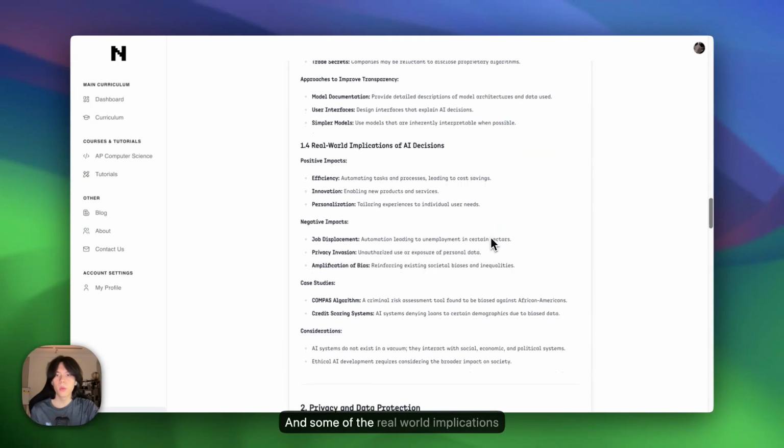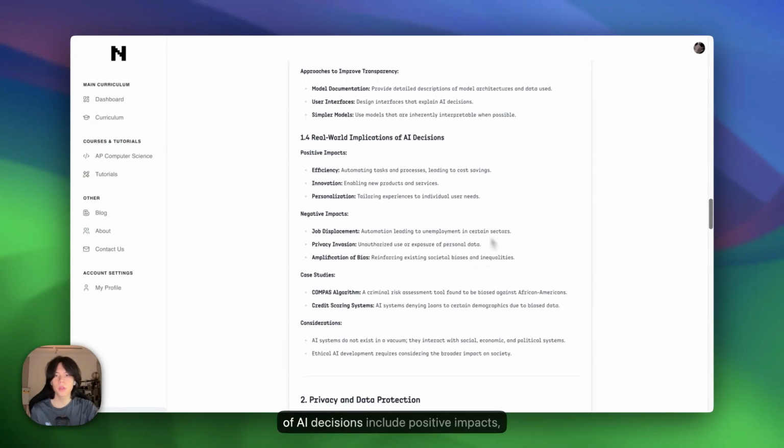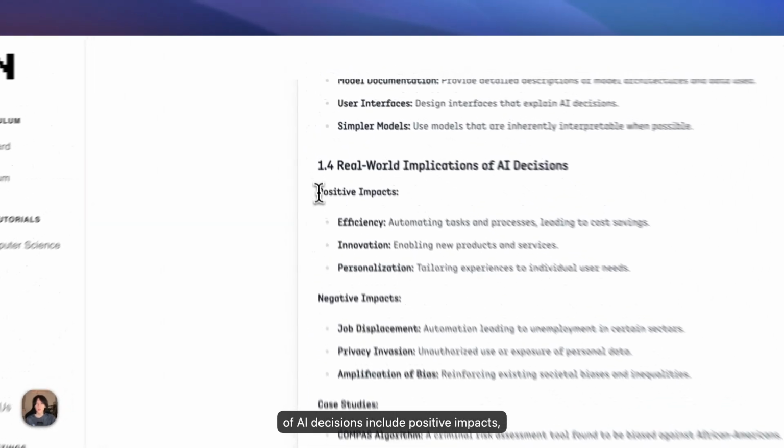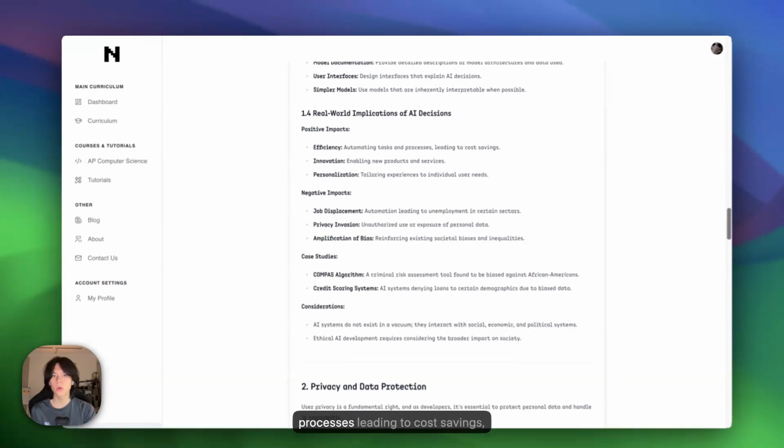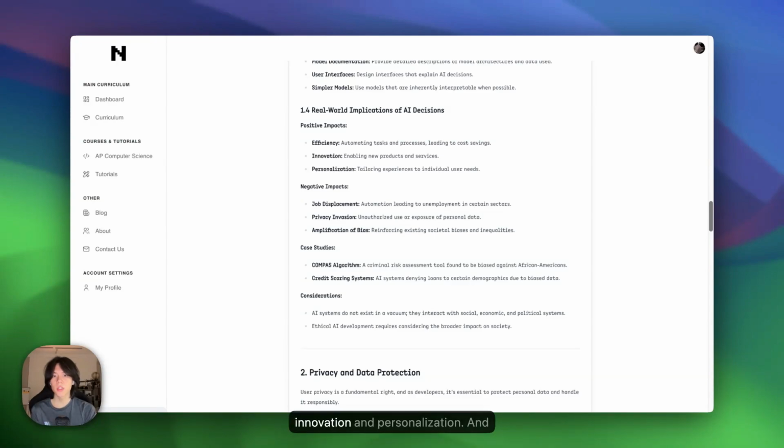And some of the real-world implications of AI decisions include positive impacts. So first, efficiency, automating tasks and processes, leading to cost savings, innovation, and personalization. And some negative impacts that you probably heard of are job displacement, automation leading to unemployment in certain sectors.